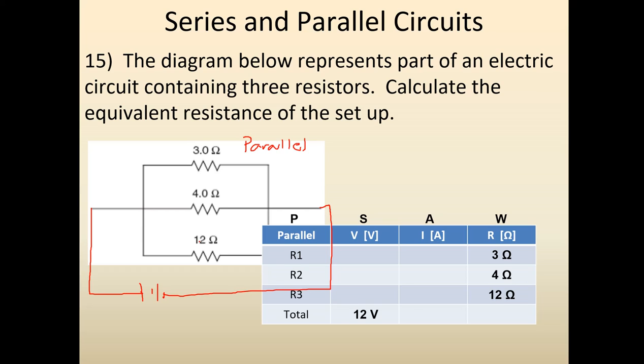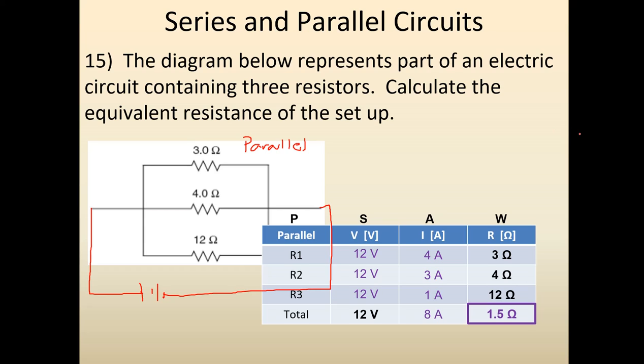So then from here, everything in this column is the same, so 12, 12, 12. I could do V equals IR and divide 12 by 3 to get 4, 12 by 4 is 3, and 12 by 12 is 1. Add up the currents in this column to get 4 plus 3 plus 1 is 8. And then V equals IR again, 12 divided by 8 to get 1.5 ohms as my total resistance. So again, regardless of what battery voltage you use, you still would have gotten the same value.